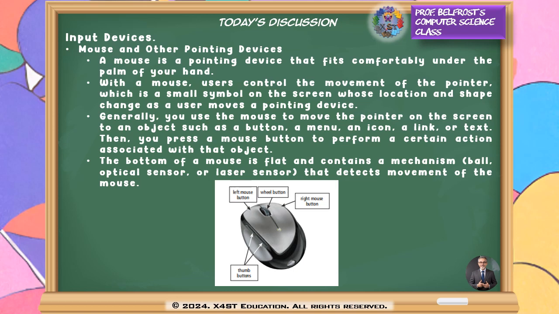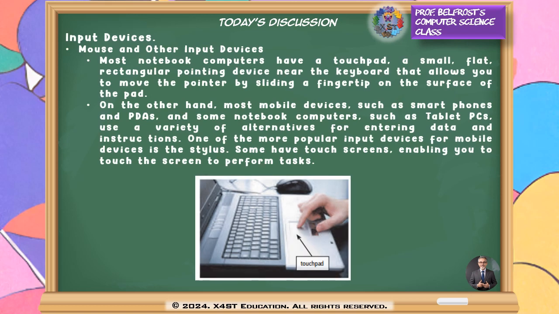Okay, so most of our mice at the bottom are just flat and contain a mechanism, a ball, an optical sensor or laser sensor that can detect our movement. So this movement will determine the coordinates of our cursor or our pointer on the screen. Most notebook computers have a touchpad, a small flat rectangular pointing device near the keyboard that allows you to move the pointer by sliding a fingertip on the surface. You can see there's a picture.